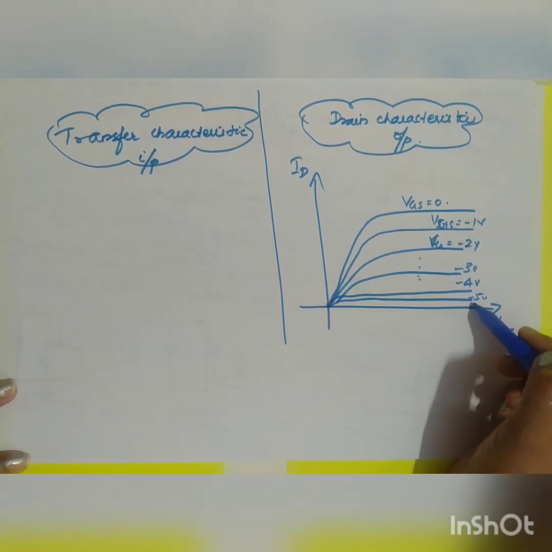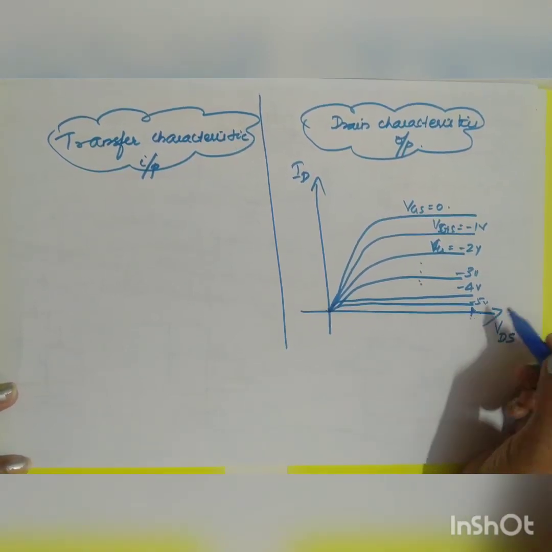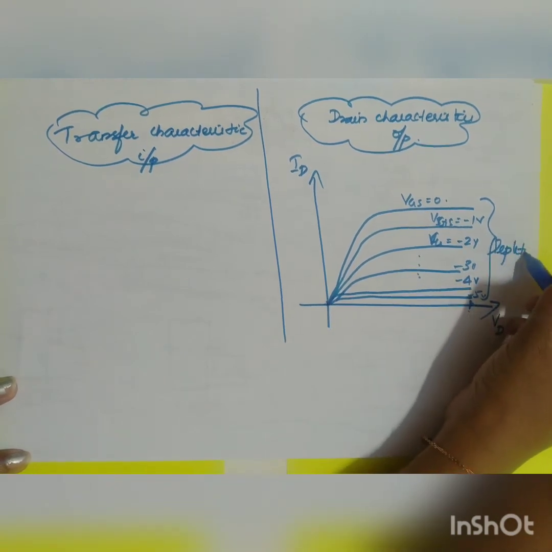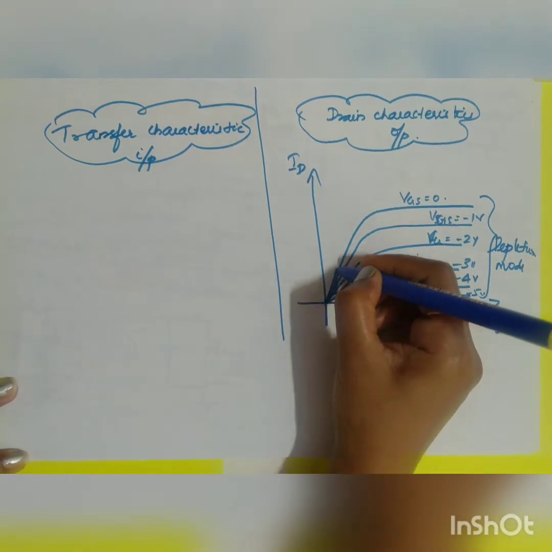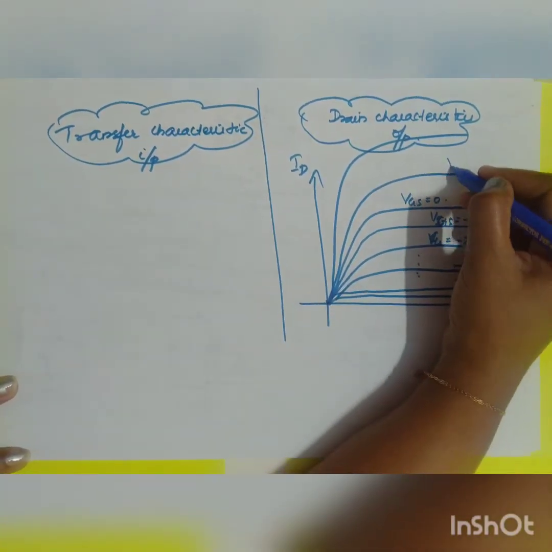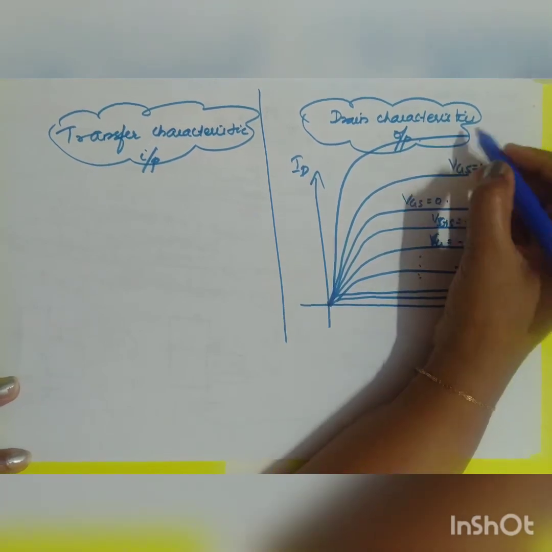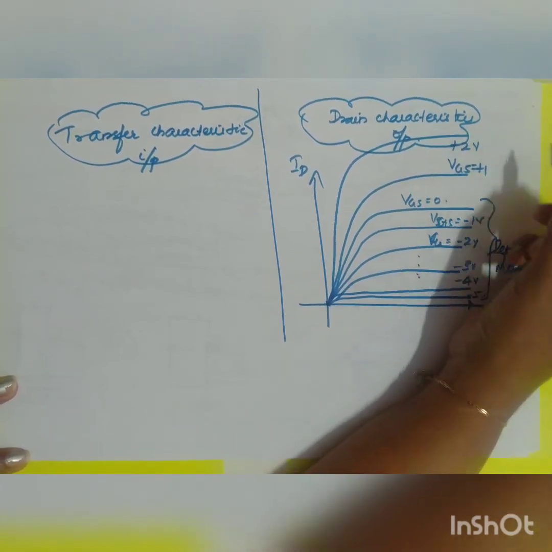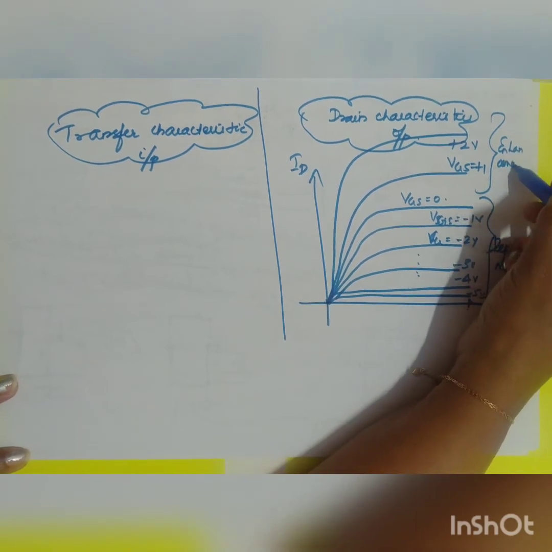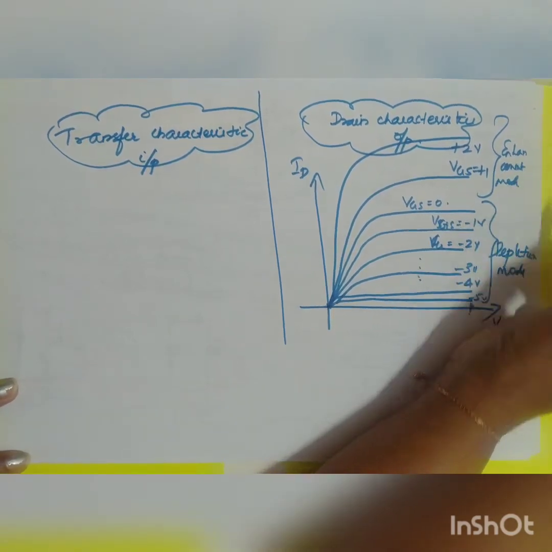Once it reaches the pinch-off voltage, your ID current becomes 0. So this is called your depletion mode. And your next one is your enhancement mode, where your current will increase rapidly when VGS is equal to plus 1 volt, plus 2 volt, plus 3 volt, etc. So this will be your enhancement mode. Okay. So these are your drain characteristics.